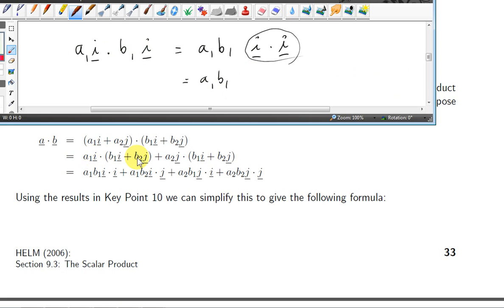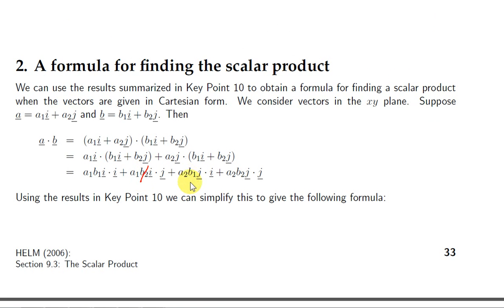Next we have a1 i times b2 j. Well, we can take out the scalars a1 b2. i dot j we saw is 0 because these are perpendicular. Similarly over here we have a2 j dot b1 i. j dot i is 0, so we can forget about that term, that disappears. Then we have a2 j dot b2 j, j dot j is 1. So what do we end up with? We end up with a1 b1 plus a2 b2. These go out, these are 0.